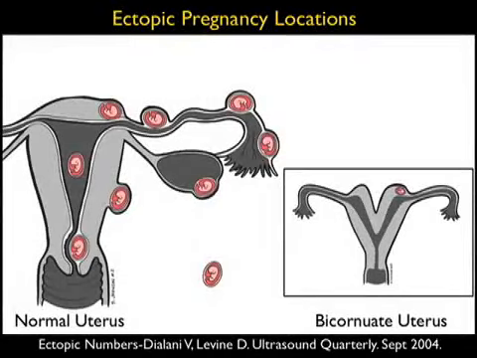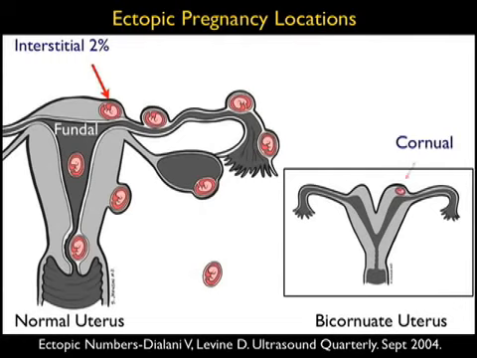So let's begin our discussion of ectopic pregnancies by reviewing the locations that we commonly see ectopic pregnancies to be found. We see here a normal uterus to the left and a bicornuate uterus to the right. We remember that a fundal location is the definition of an intrauterine pregnancy as shown smack in the middle of the normal uterus to the left. However, we can have variants of ectopic pregnancies within the uterus, as shown in the interstitial location in the normal uterus to the left and in the cornual region in the bicornuate uterus to the right.